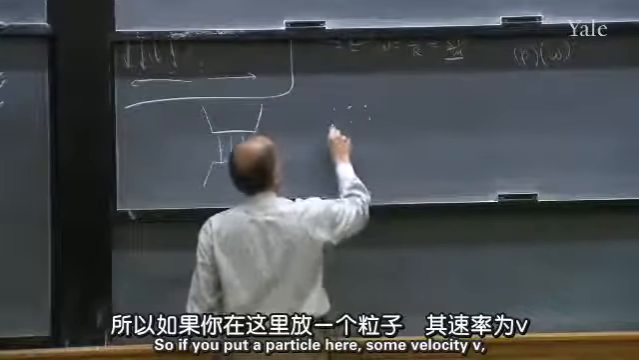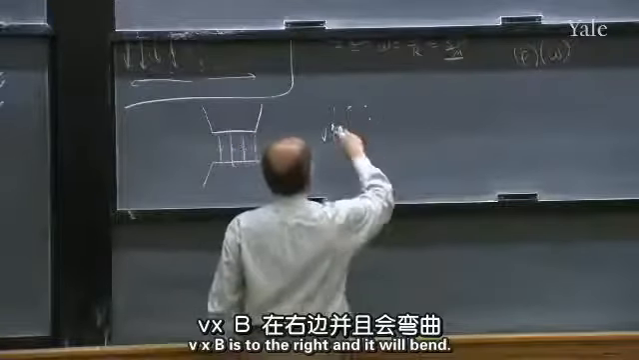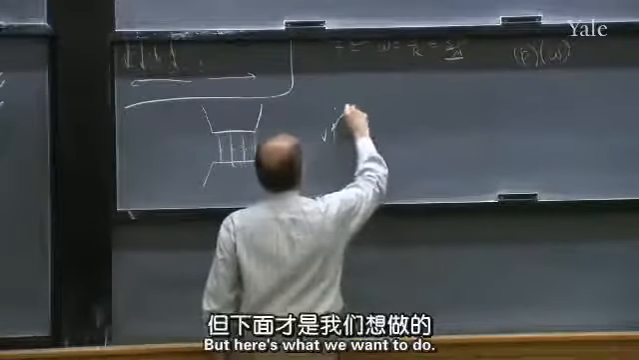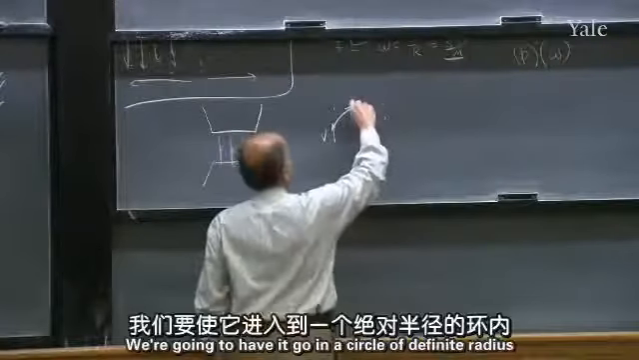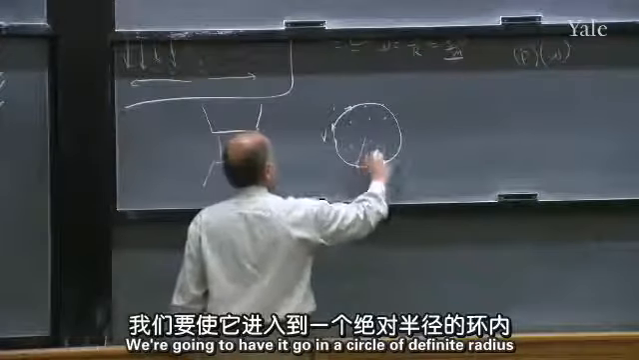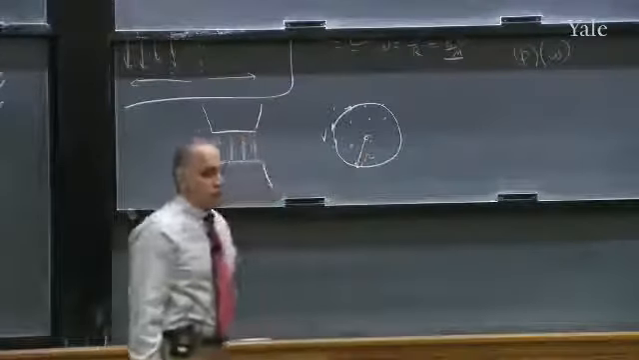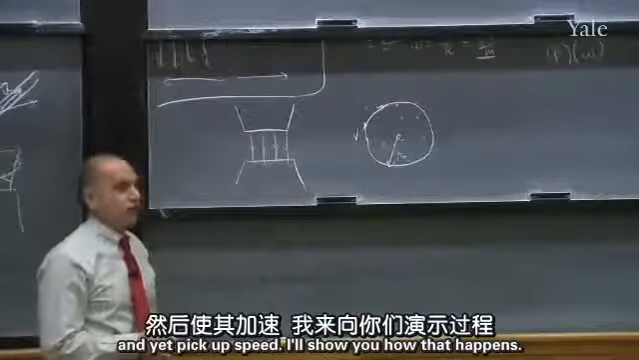So if you put a particle here at some velocity v, v cross B is to the right, and it will bend. But here's what we want to do. We are going to have it go in a circle of definite radius and yet pick up speed. I'll show you how that happens.